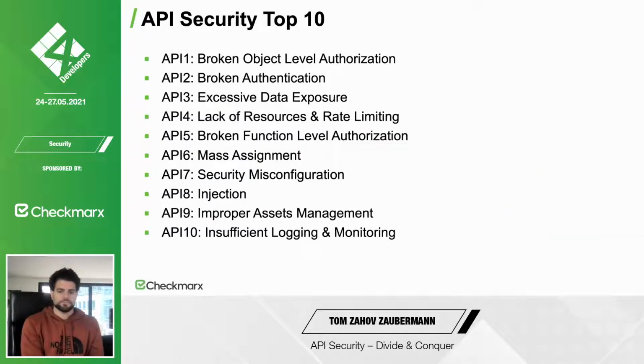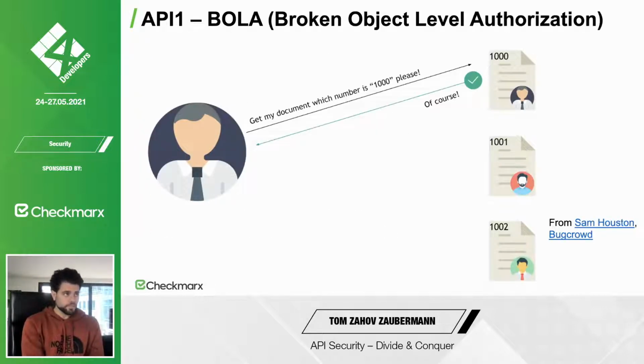So let's start, okay? So BOLA, what is BOLA? Broken Object Level Authorization. That's the first domain. The first domain basically tells us, hey, this is our user, and the user wants to get a document which the number is actually 1000. So he said, yeah, it belongs to you. You can see that it belongs to this user. Then everything is okay. But what happens if you change the number from 1000 to 1002?